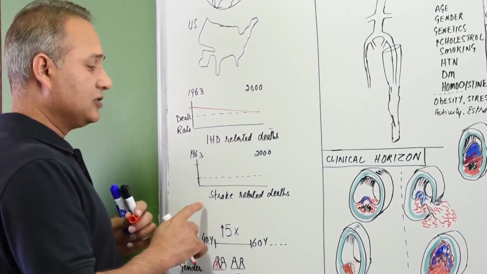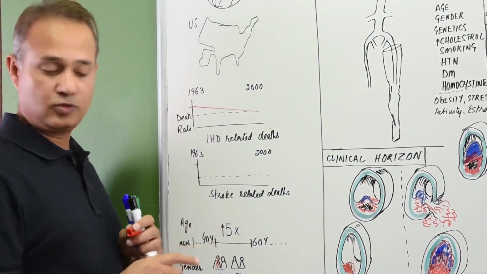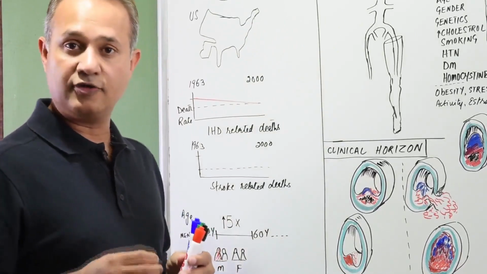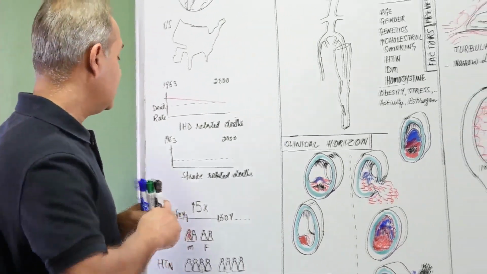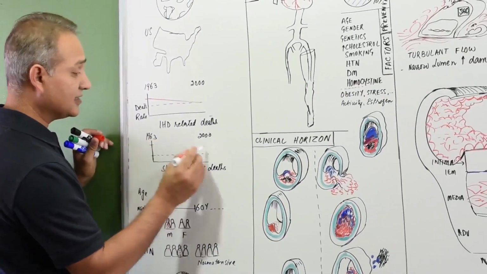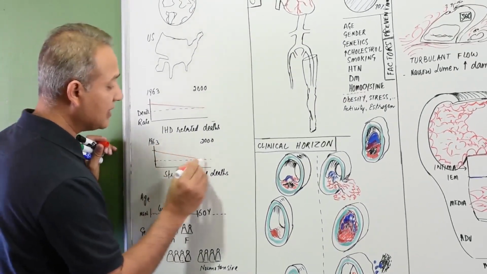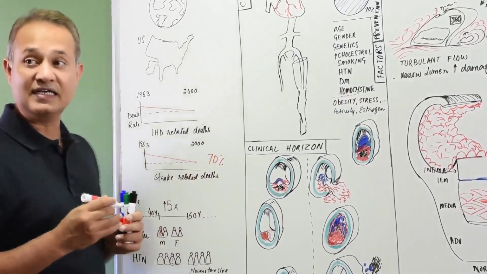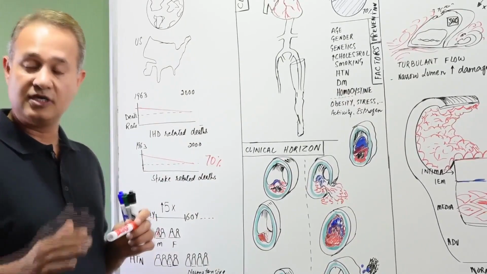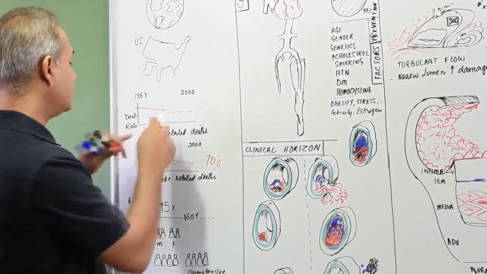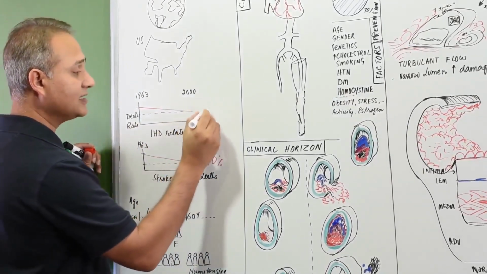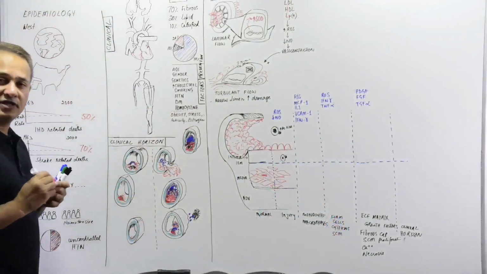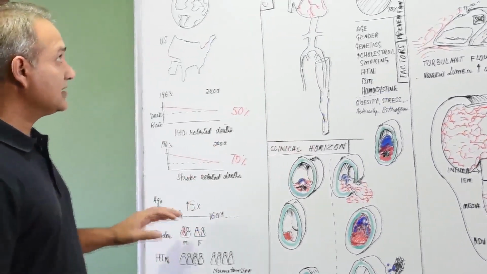Now, in the stroke related diseases, most of the strokes are because of atherosclerosis, and the improvement from 1963 to 2000 is about 70%. So 70% of stroke related deaths have been reduced since 1963. For ischemic heart disease, 50% of the deaths have been reduced. So that's a great improvement. And now there are some factors.